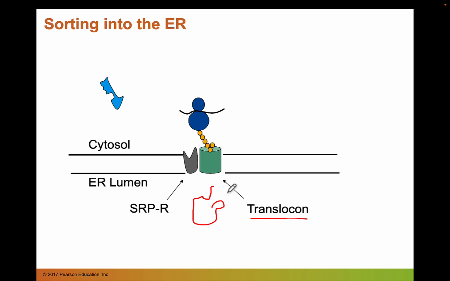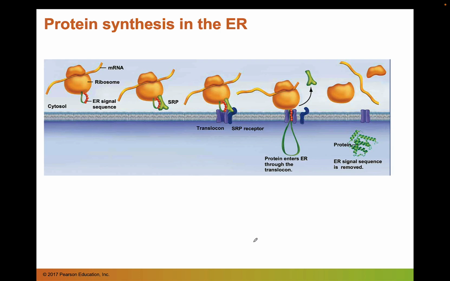It's released into the ER lumen, and that signal sequence is chopped off, and then the protein folds into its 3D conformation. And so that's all shown again here in your textbook. And so we have the ER signal sequence, binding of SRP. SRP binds to the SRP receptor in the ER membrane. There's this transfer then to the translocon. The protein enters the translocon. It continues to be synthesized. The ER signal sequence is removed, and the protein folds into its 3-dimensional conformation.